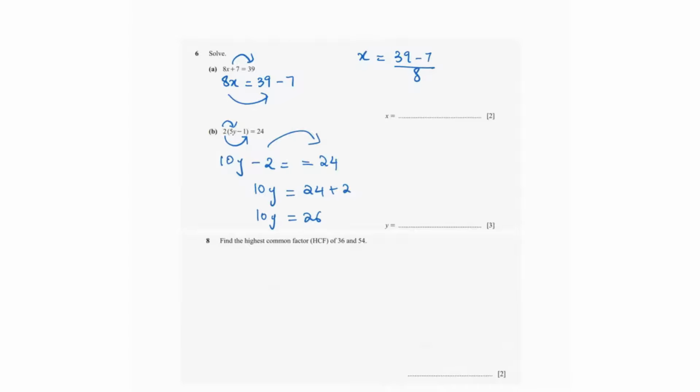And then we take 10 to the other side, and now it's going to be division. So that's how we do this.